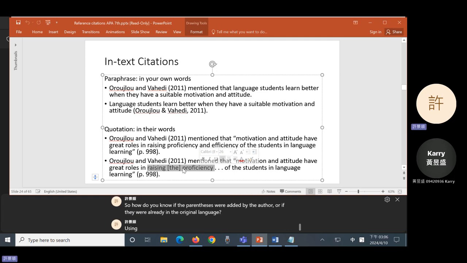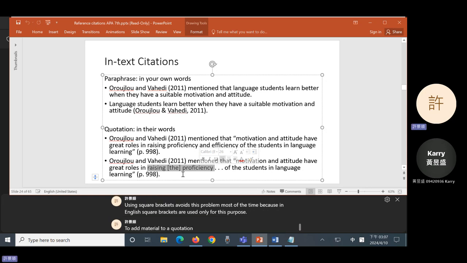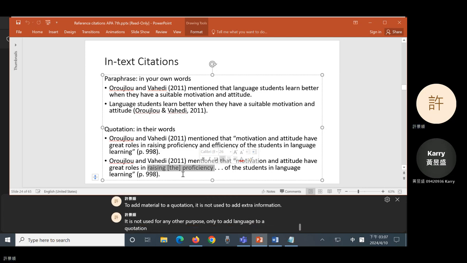Using square brackets avoids this problem most of the time, because in English, square brackets are used only for this purpose, to add material to a quotation. It is not used to add extra information. It is not used for any other purpose, only to add language to a quotation. So using square brackets avoids most of the confusion.